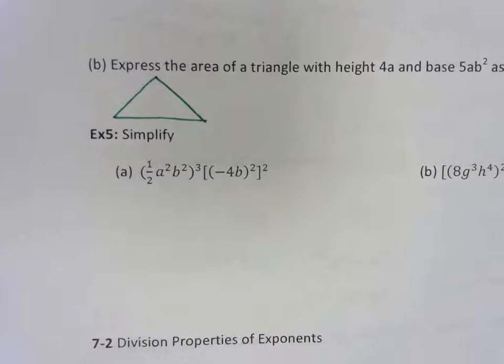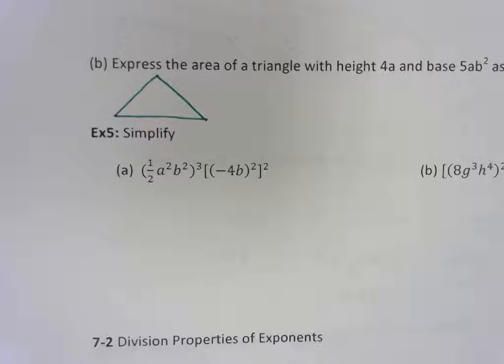So let's just draw, this would be, it's been a while since I've done it. Isosceles maybe? I don't know. It's been a while since I've done triangles. I should know that. But which one has 2 sides that are the same? Isosceles, right? Yes, I think so. Okay? I have a height of 4a.